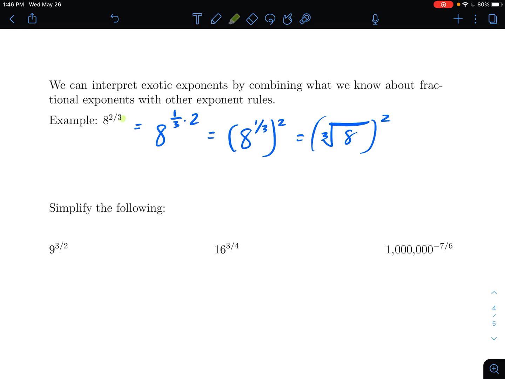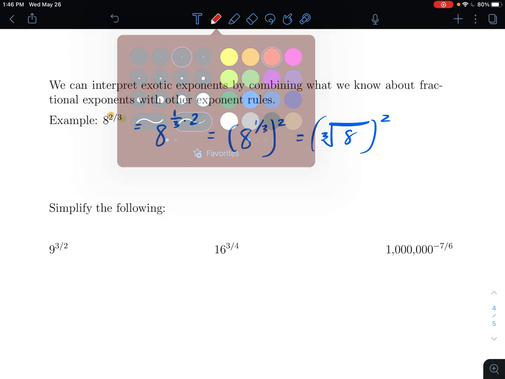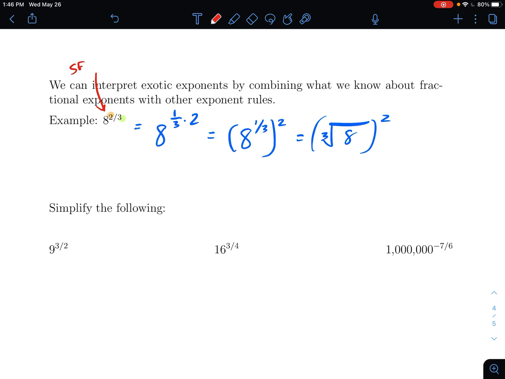The way you might want to think about this is that the numerator here measures the power. There's a 2nd power involved. And the denominator measures the root. There's a 3rd root. You can do them in either order. You can square and take the cube root, or you can take the cube root and then square. It's usually easier to do the root first. Cube root of 8 is 2. 2 squared is 4.